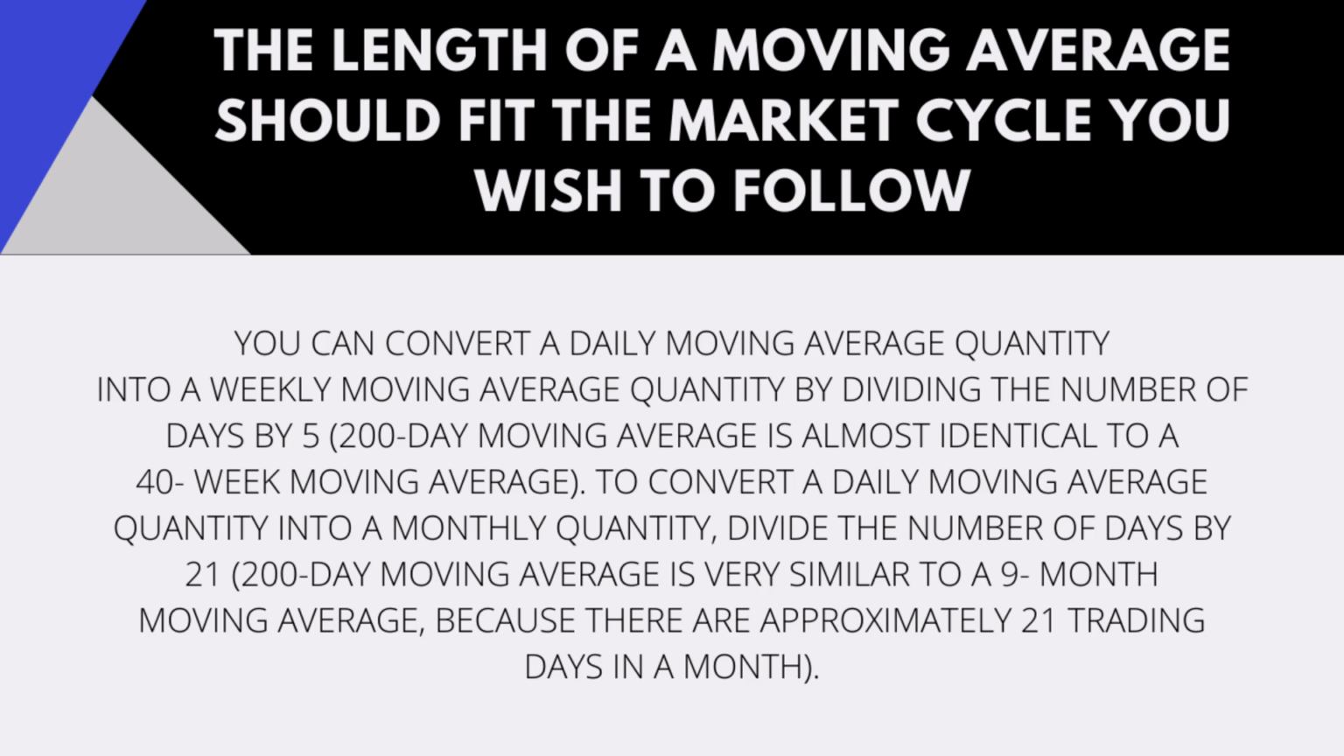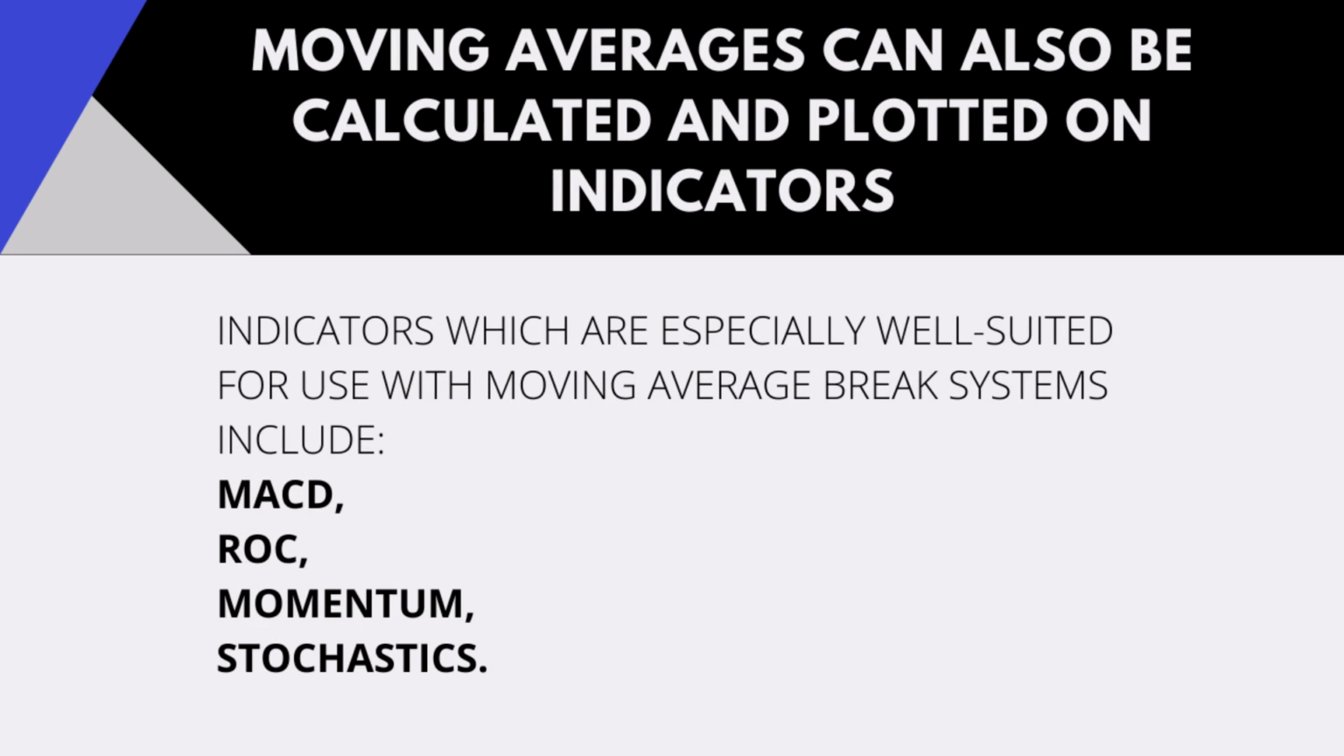You can convert a daily moving average quantity into a weekly moving average quantity by dividing the number of days by 5. For example, a 200-day moving average is almost identical to a 40-week moving average. To convert a daily moving average quantity into a monthly quantity, divide the number of days by 21. For example, a 200-day moving average is very similar to a 9-month moving average because there are approximately 21 trading days in a month. Moving averages can also be calculated and plotted on indicators.